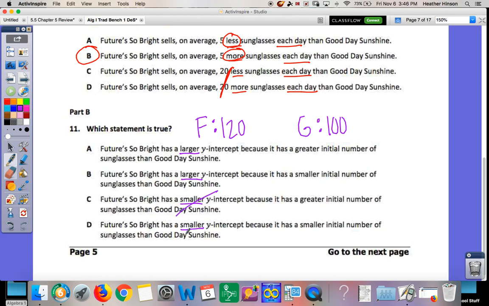So does Future So Bright have a larger y-intercept or a smaller y-intercept? Theirs is larger. Is it because it has a greater initial value, initial number of sunglasses, or it has a smaller initial amount of sunglasses? How many sunglasses did they have? They had 120. Is that more or less than 100? That's greater. They had a greater initial amount of sunglasses. So A.